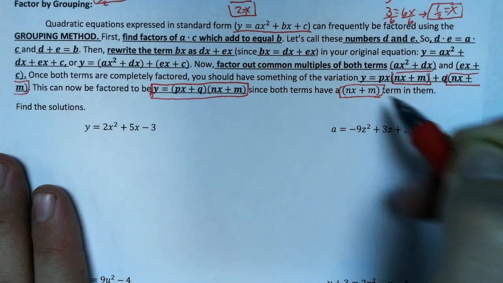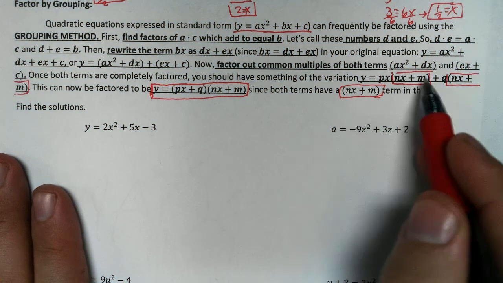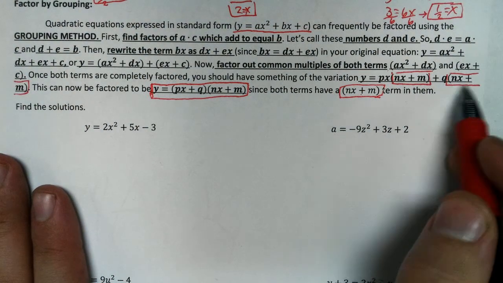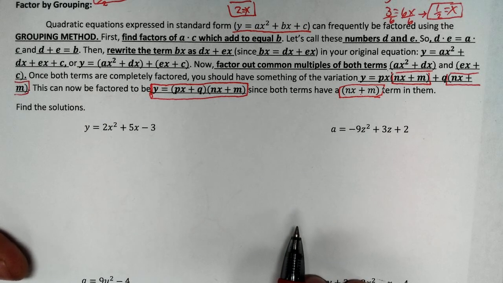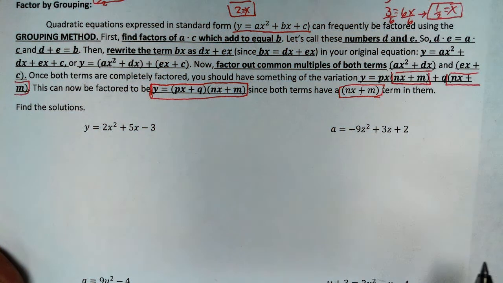Okay, remember, side note, those two things that were equal are what make the magic happen. Both terms had this, so we could factor it out. So, factor by grouping, we're going to go through the steps. Find factors of a times c which add to equal b.